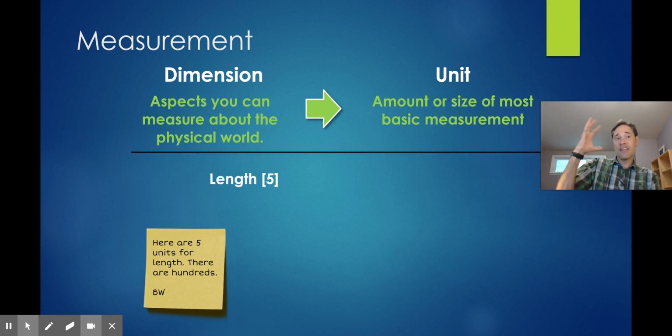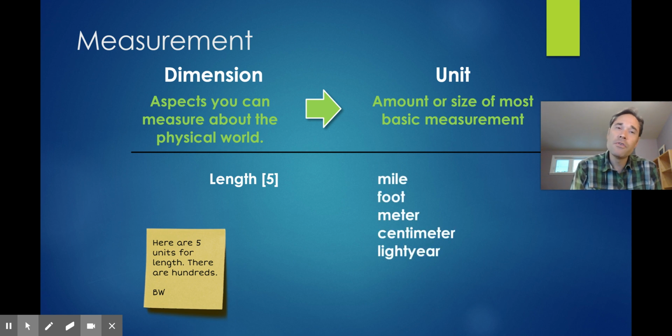In length, there are lots of different units that you can measure length in. Just like I said about time a moment ago, there's lots of different units for time. Let's see if we can think about some units for length. One of those units may be a mile, or a foot, or a meter, or a centimeter, or even a light year. A light year is a measurement of length. But there's not just that, there's many more than that.